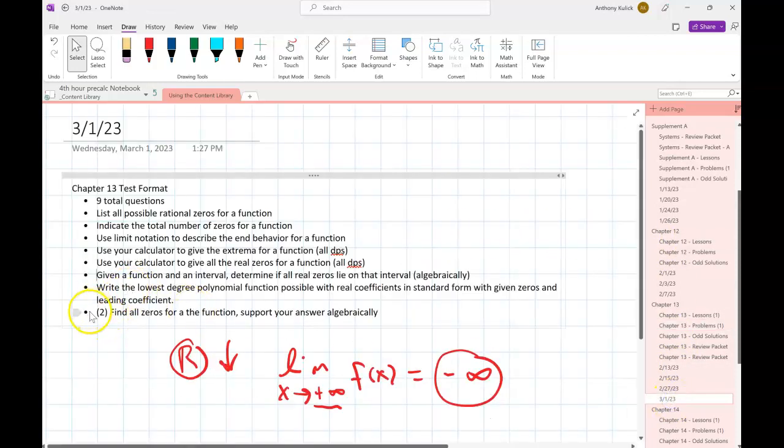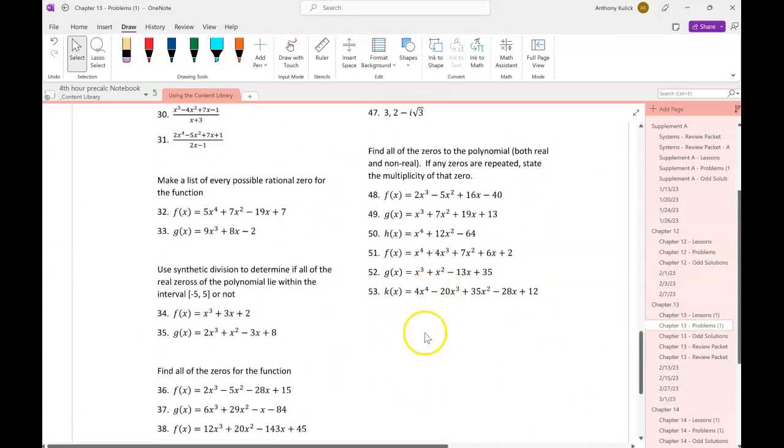And the last one, there's two questions here like this. We're asking you to find all the zeros for a function and support your answer algebraically. Again, what's that going to mean? Well, it's like one of these problems 48 through 53. Sure. Is there one in particular you want to do? Maybe just not the first one.